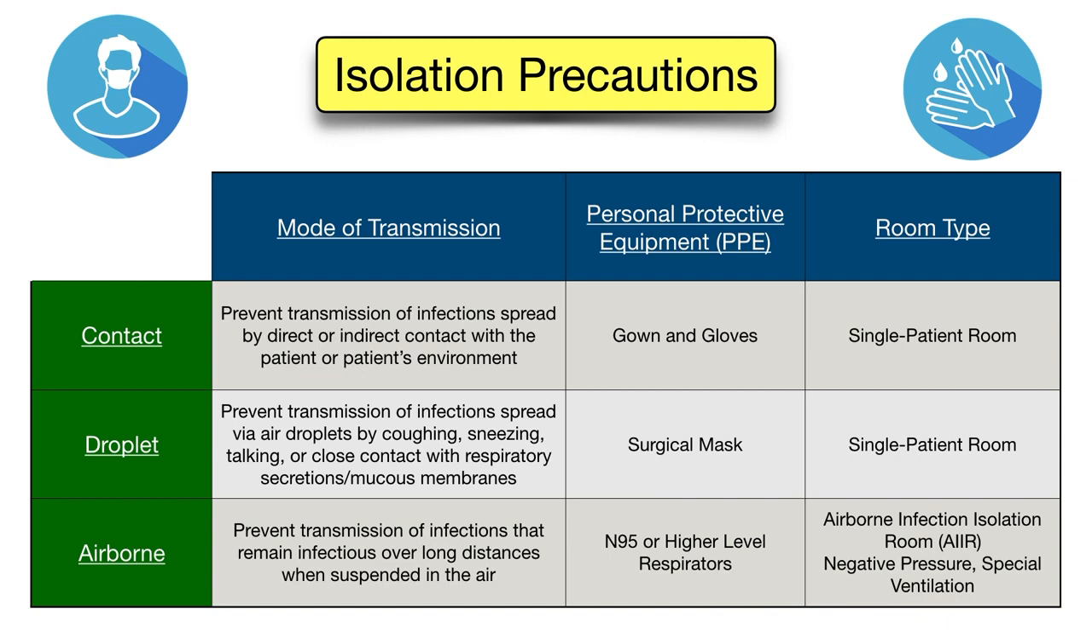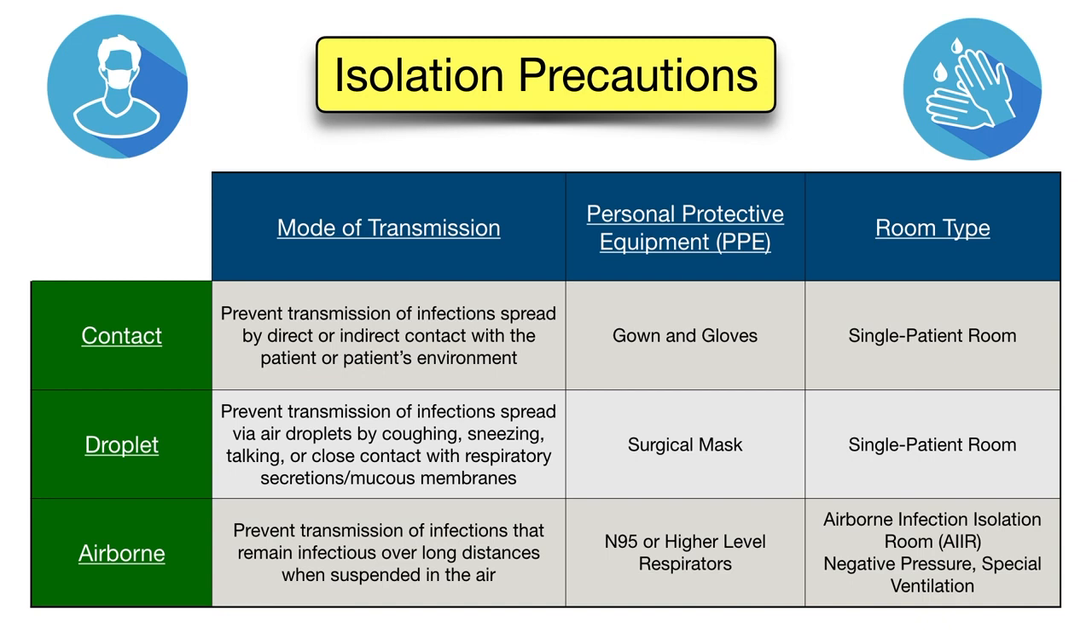Droplet precautions help prevent the transmission of infections spread through air droplets, usually by coughing, sneezing, talking, or close contact with respiratory secretions or mucous membranes. Droplets tend to be larger in size, and they don't travel as far, usually only 3 to 6 feet. This is different from airborne precautions, where droplets are smaller in size and they travel much farther. In addition to following standard precautions, a surgical mask is required for droplet precautions, which is put on when entering the room, and the patient should ideally be in a single patient room. These pathogens do not remain infectious over long distances, which is why a special room with ventilation that we'll see for airborne precautions is not necessary.